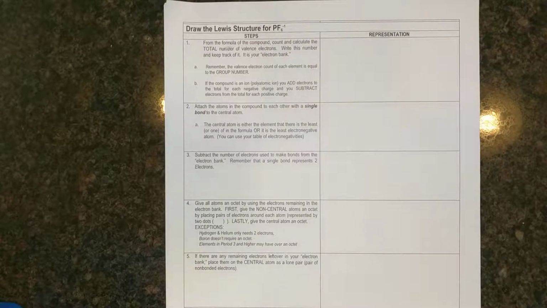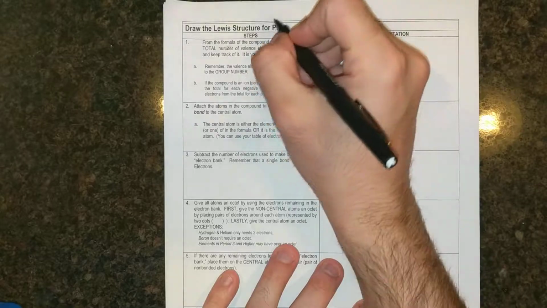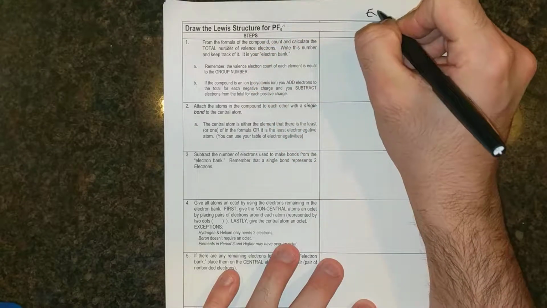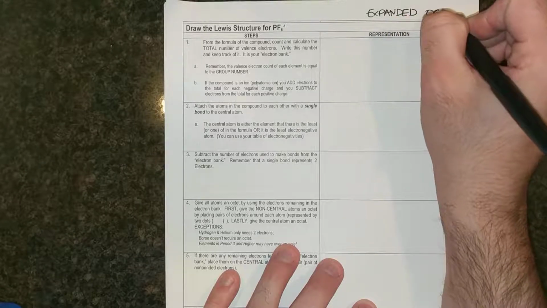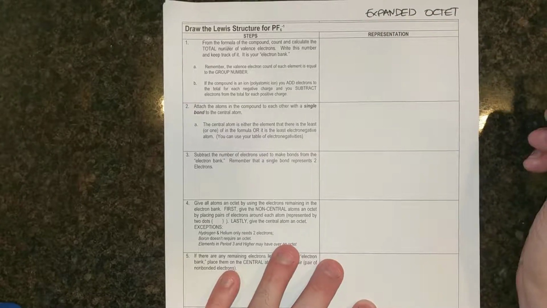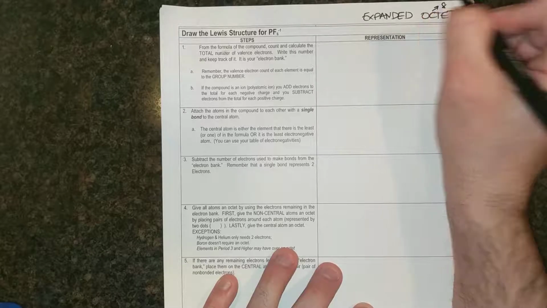Hey AP Chemistry, I wanted to post another quick video on how to draw Lewis structures. In my last video, I did a very simplified example that didn't really go beyond the octet rule. This example for PF6 minus 1 is going to have what's known as an expanded octet, or an exception to the octet rule. Remember, the octet means 8.